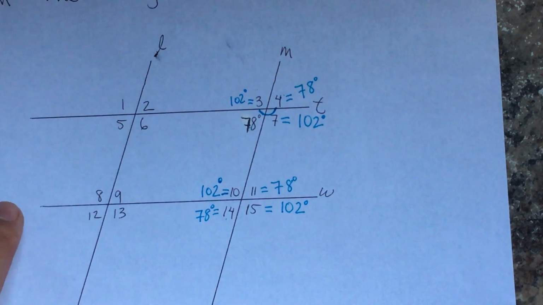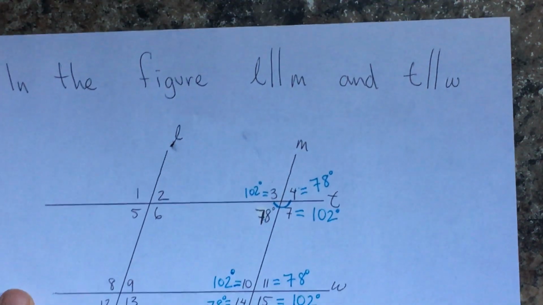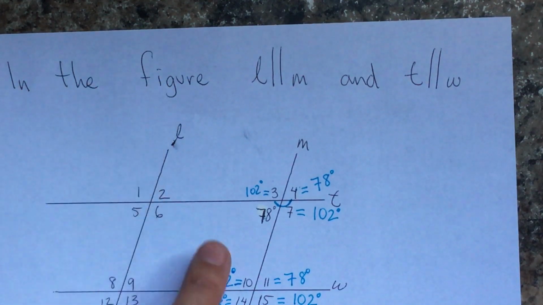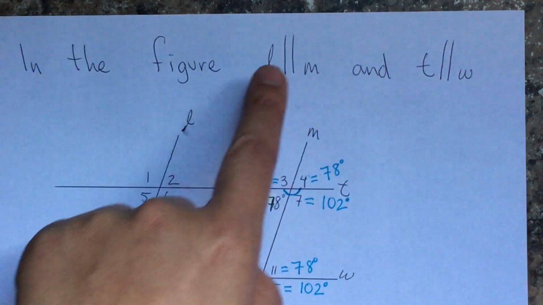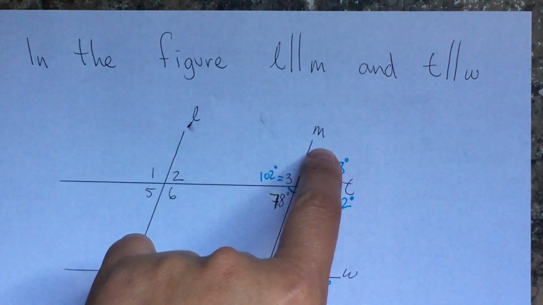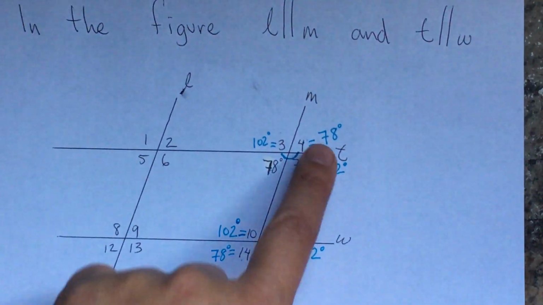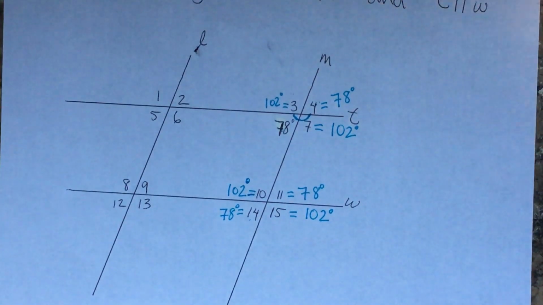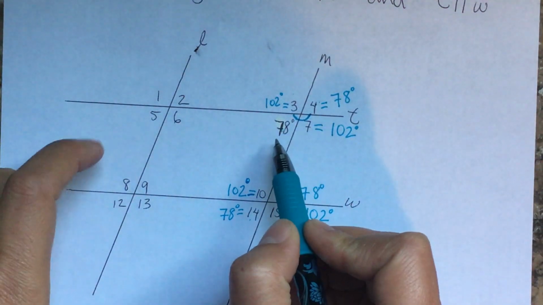Again, remember in here we don't have the markings. I just wanted to point that out. But they tell us in the figure L is parallel to M and T is parallel to W. Okay, so that's why we're following all these same rules.